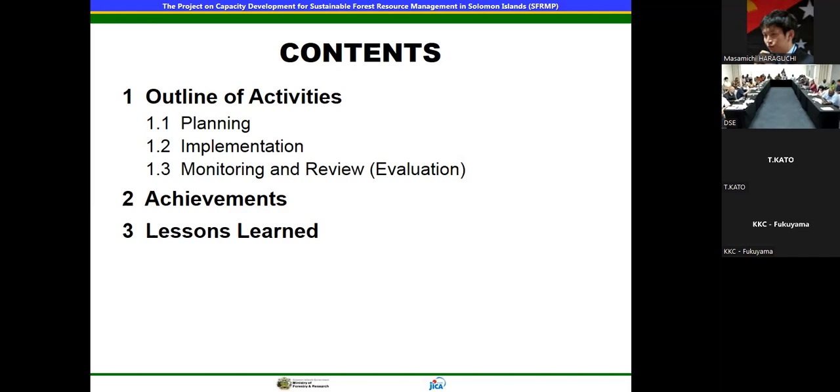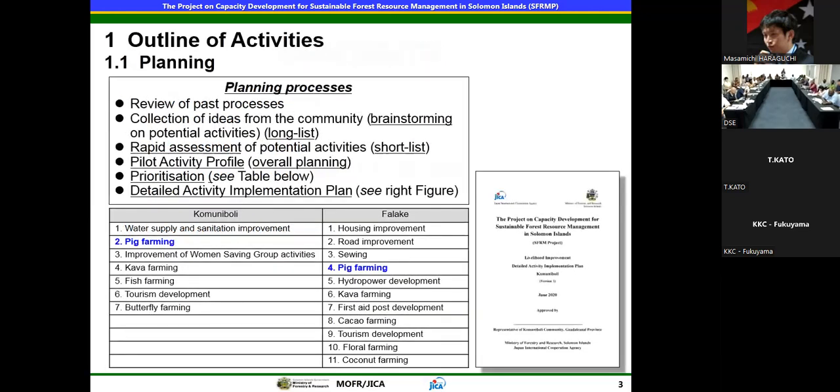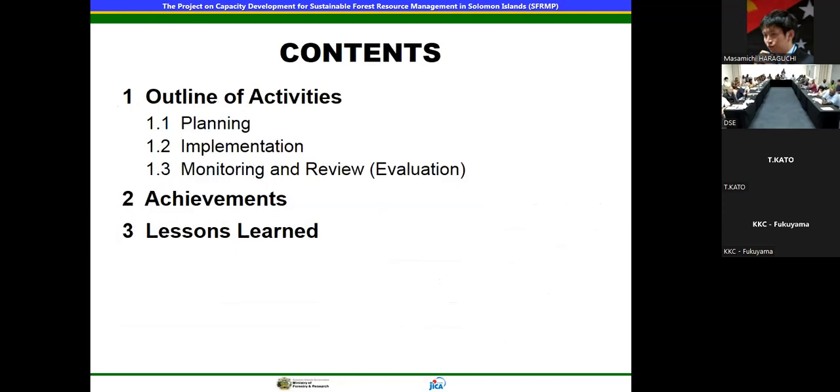Okay, without wasting more time, I know we are now sleepy in the afternoon, so let's move on. The outline of the content of this presentation is, as you can see, the achievements and lessons learned. But first of all, we'll go through an outline of the activities, the planning process, implementation, and the monitoring and review before we go into achievements and lessons learned.